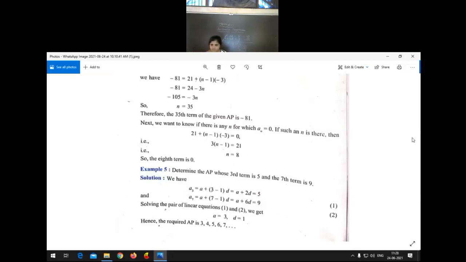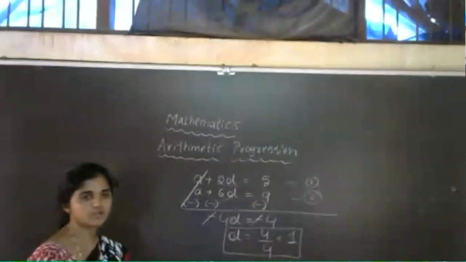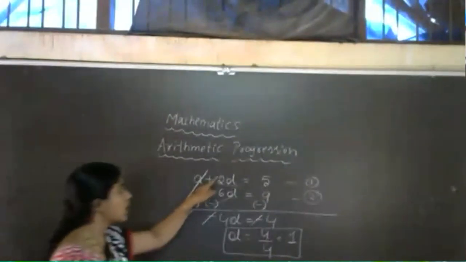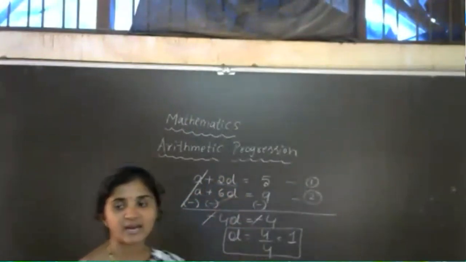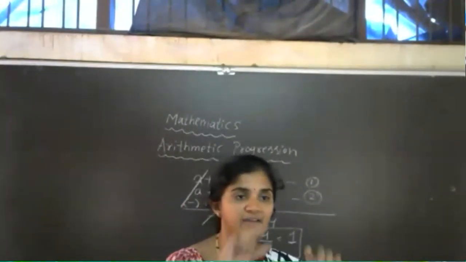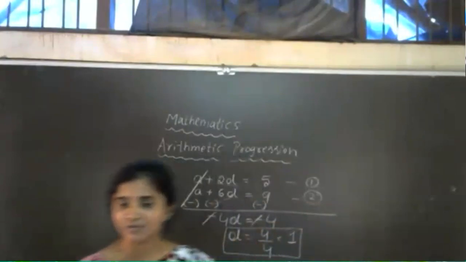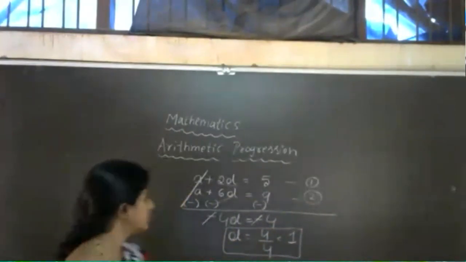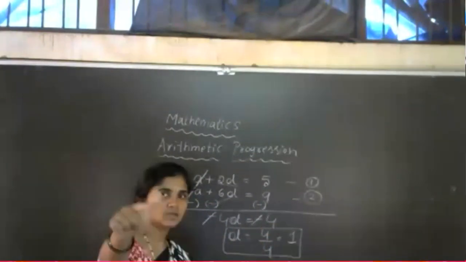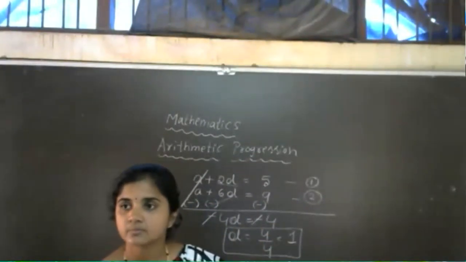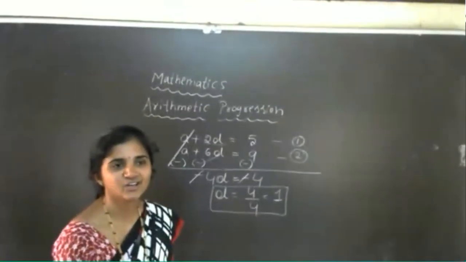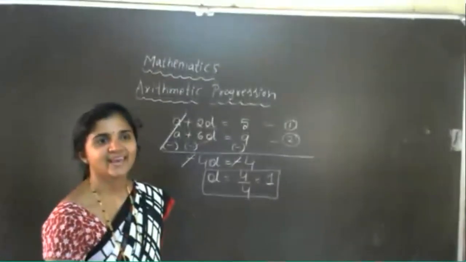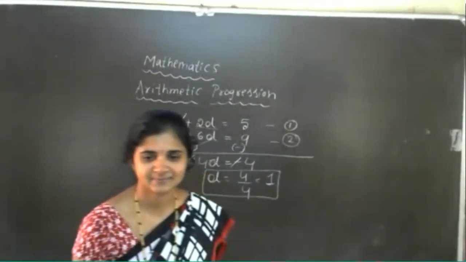Is it visible, students? Because sharing is also there. If it is not visible, I'll stop sharing. You just see this one. When we are having the equations at a time, half of the board is visible. Half of the board is visible. Yes, now it is clear, no? Okay. Yes.